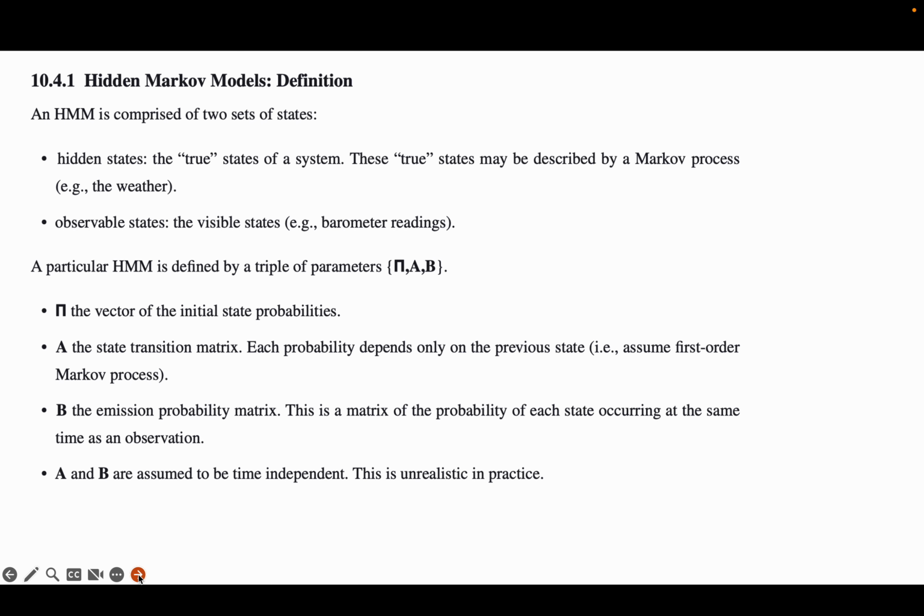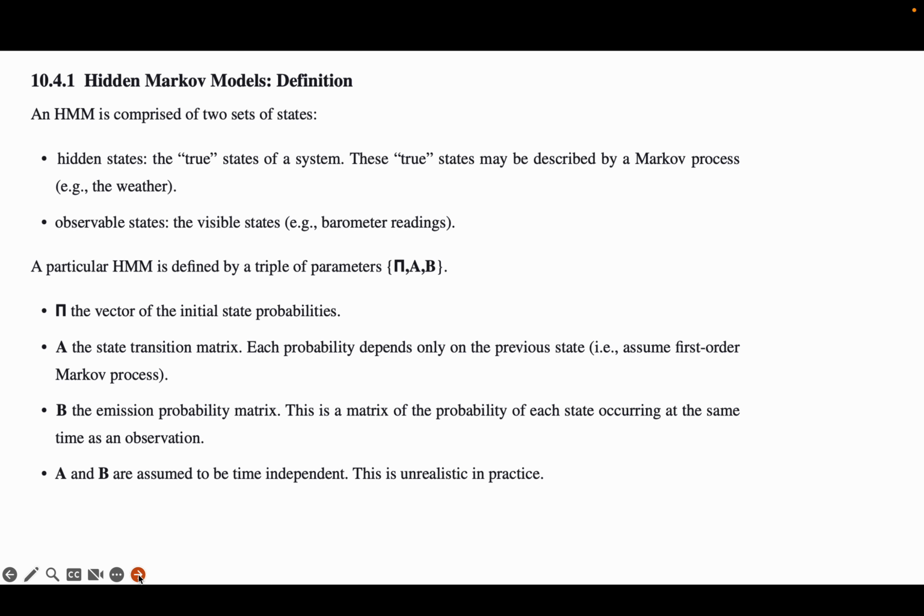A particular hidden Markov model is defined by three parameters, pi, A, and B. Pi is the vector of the initial state probabilities. So today, what is the probability, given the barometric pressure, that it is sunny, cloudy, or rainy? A is the state transition matrix, meaning based on today, what will tomorrow's state be, assuming a first-order Markov process.